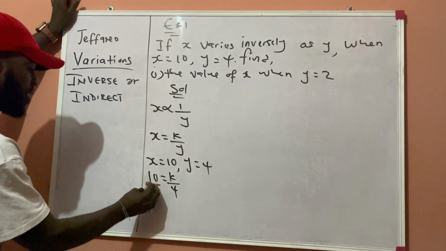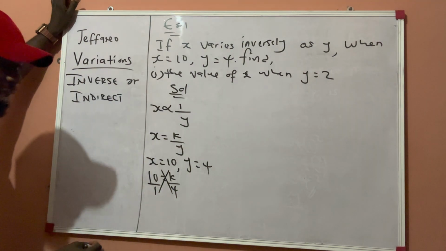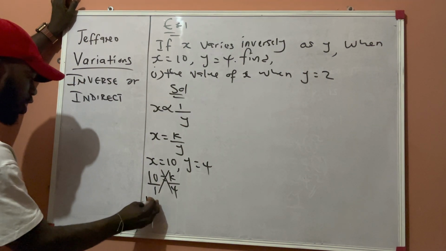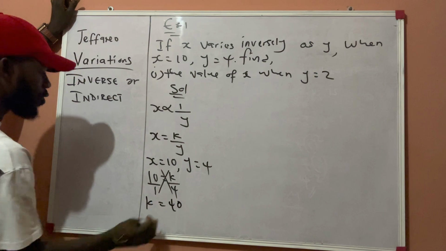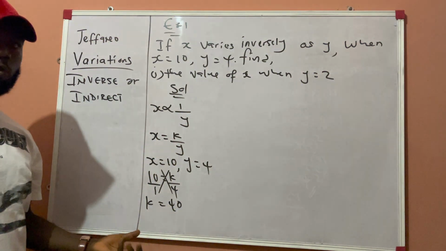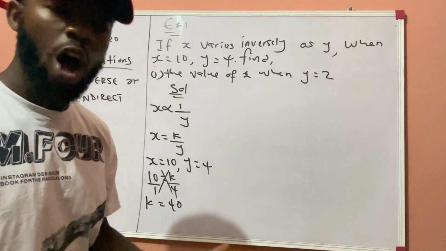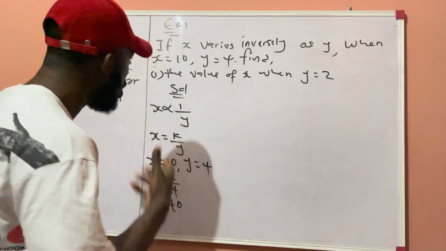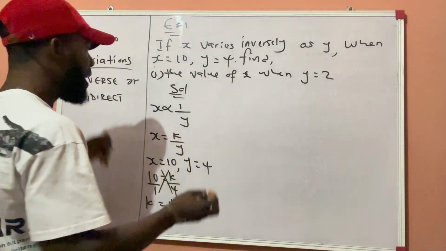Put 1 under the 10 and cross multiply. k times 1 gives us k, and 4 times 10 gives us 40. Meaning the value of our constant is 40. We have gotten step 1. Now step 2 has to do with looking for the relationship connecting x and y.